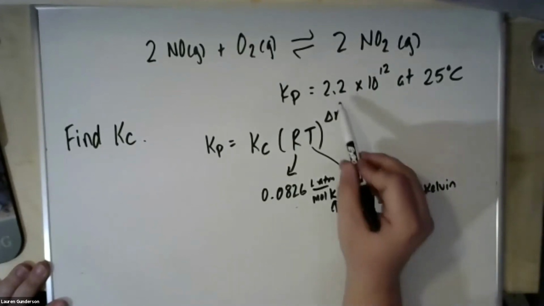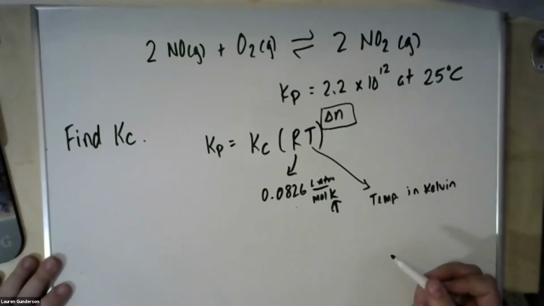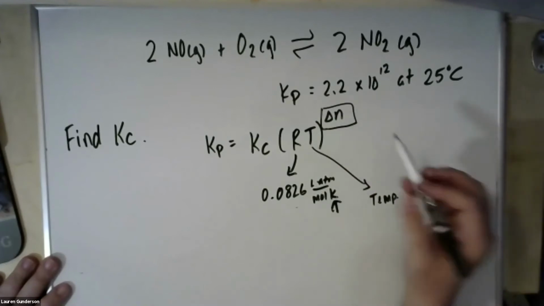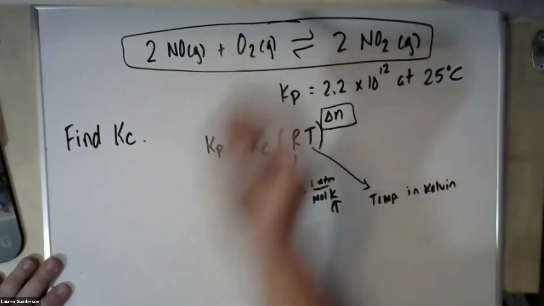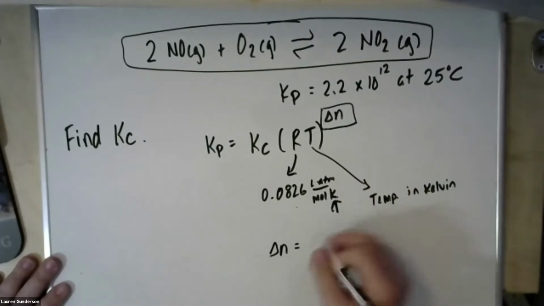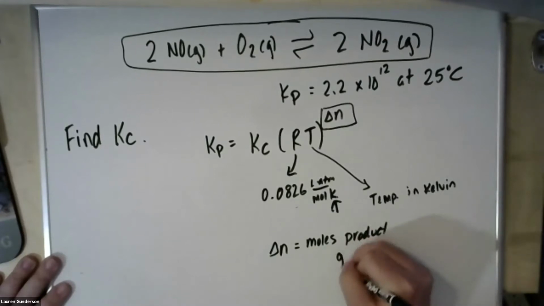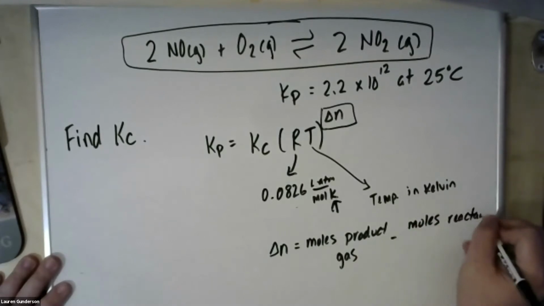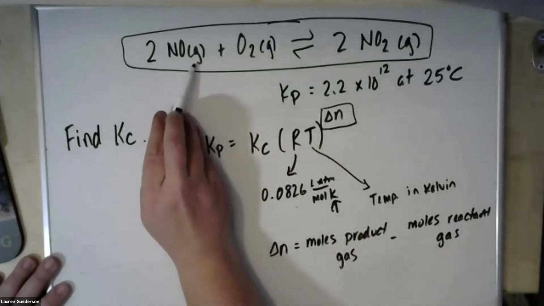The other thing that we want to pay attention to here is what this delta n value means. I've seen a lot of confusion about this in the last couple weeks. When we're looking at the delta n value, this is going to relate to the balanced chemical equation. This is where that happens. Delta n is going to be the moles of your product gas minus the moles of your reactant gas.